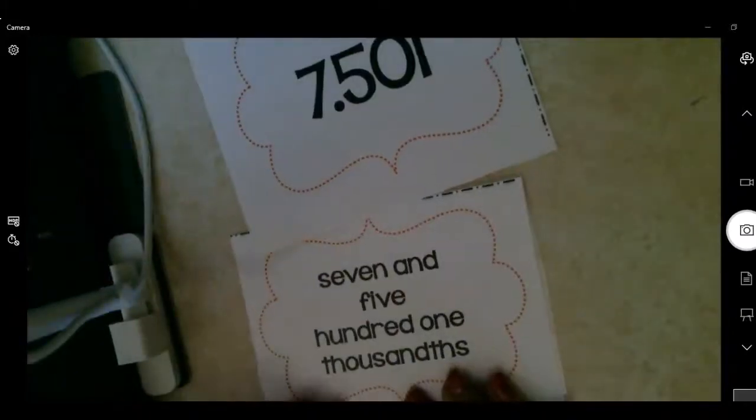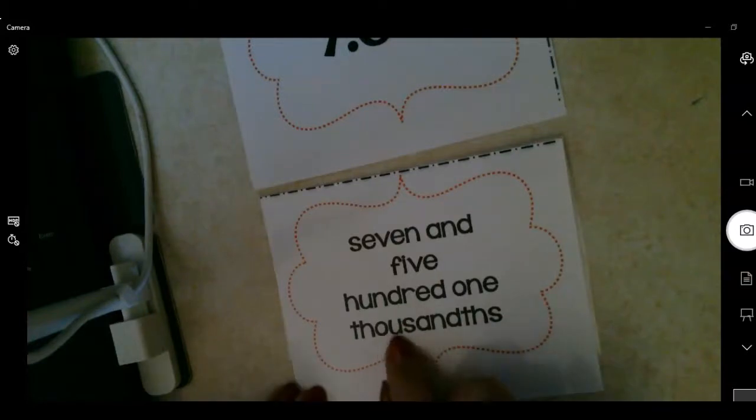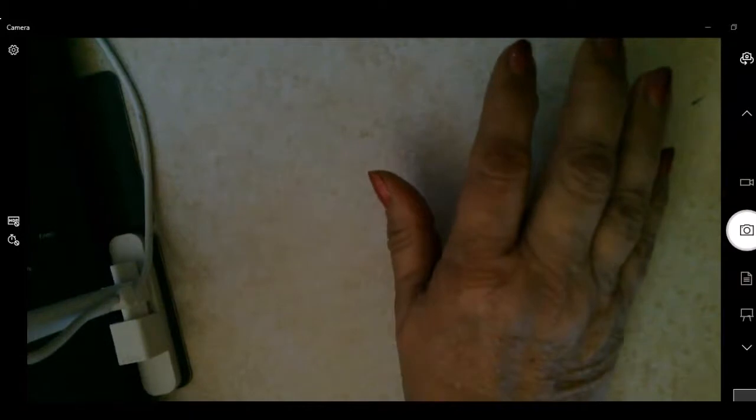In word form, it would look like this: 7 and 501 thousandths. So that is standard form and word form.